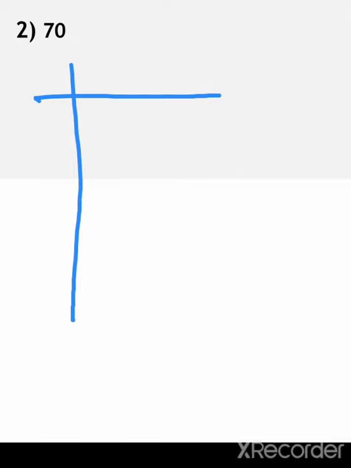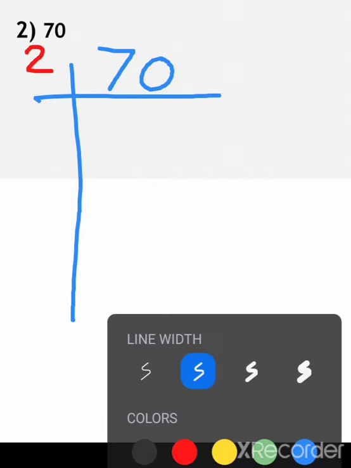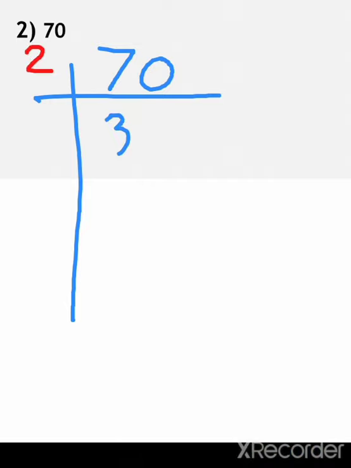Next question, 70. How will I start? I'll make the column and write this number. Now 70 is an even number, so I'll start with 2. When I'm dividing by 2, I'm getting 2 3s are 6 and 2 5s are 10, that is 35.